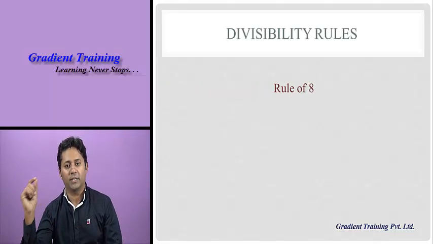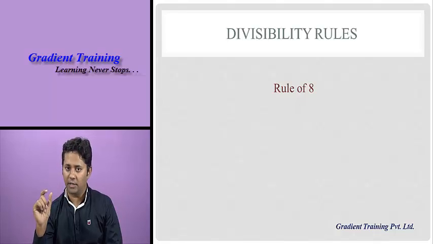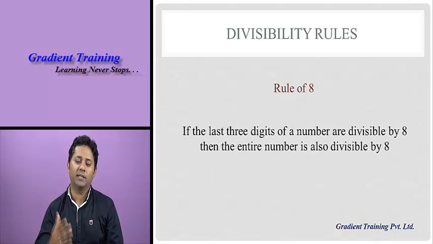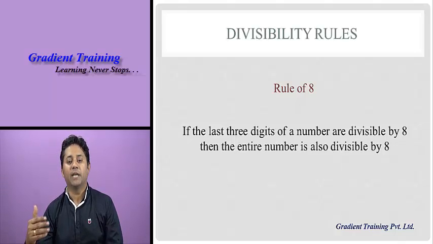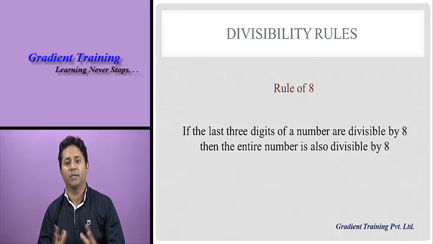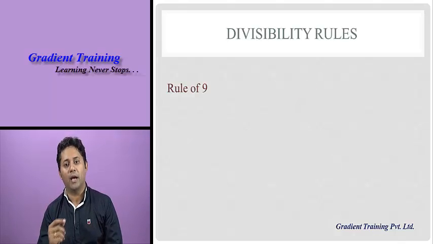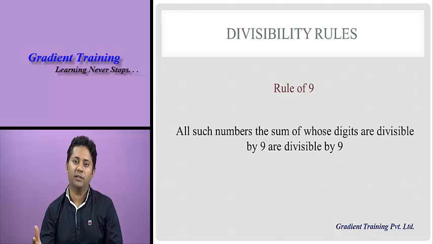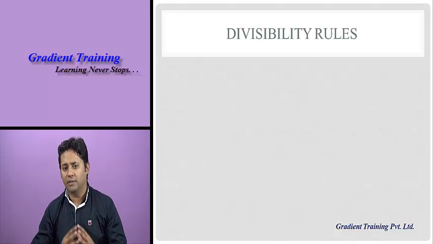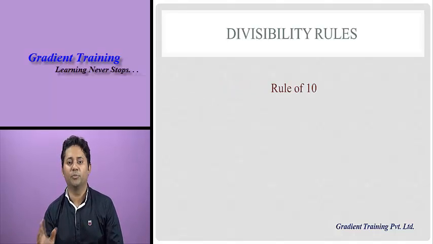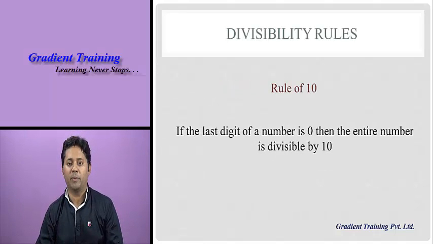Rule of 8. For 2 we used to check the last digit, for 4 we used to check the last 2 digits and for 8 we check the last 3 digits. If the last 3 digits are 0, 0, 0 or a number which is divisible by 8, then the entire number is divisible by 8. 9 follows the same rule as 3, the sum of digits should be divisible by 9. And 10 is the simplest of all. The last digit should be 0, then only the number is divisible by 10.